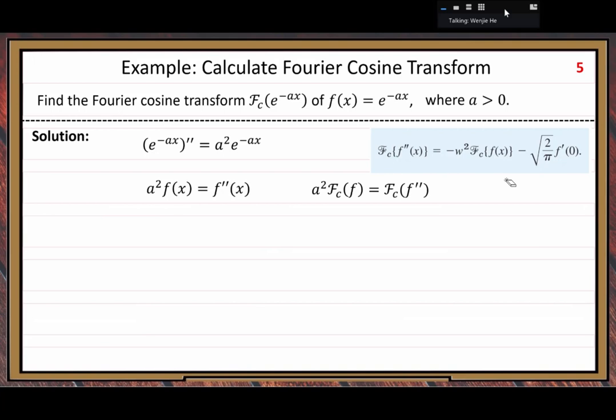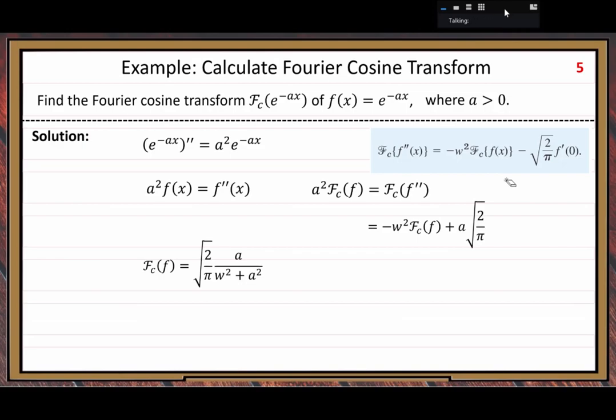Right-hand side, let's apply this formula. Then, in this equation, we can solve for the Fourier cosine transform. We can solve it for the Fourier cosine transform by algebraic calculation, and we can find the answer. So we do not need to bring up the Fourier sine transform.